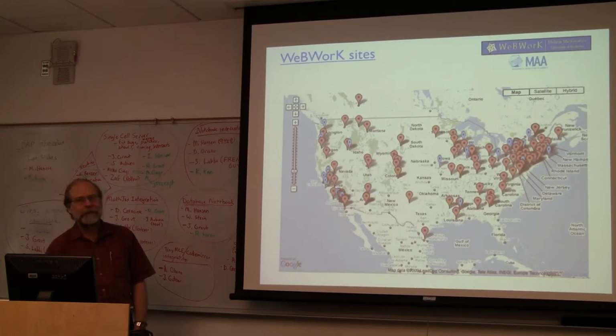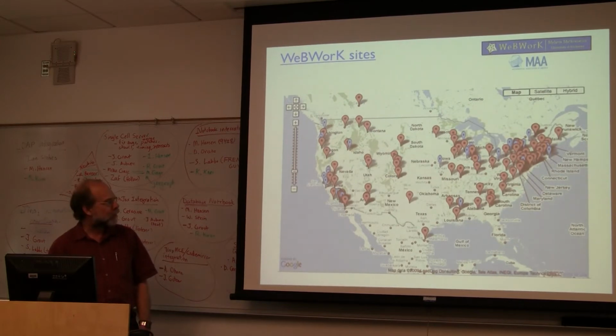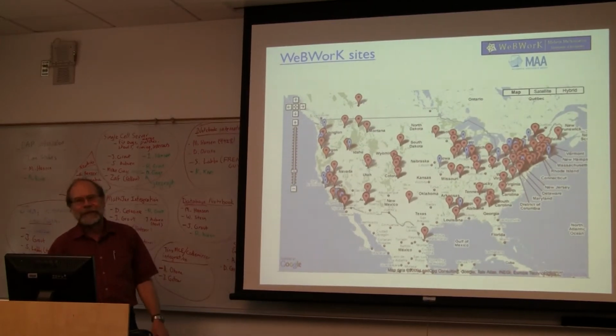So there's a lot of users. There's about 150 sites here. The blue ones are ones that are hosted. The red ones are ones where people have their own. This is on our wiki. You can go play with it yourself, see where everybody is. There's some international sites too that are using this. You can find your own pin. That's an old map. It is an old map.